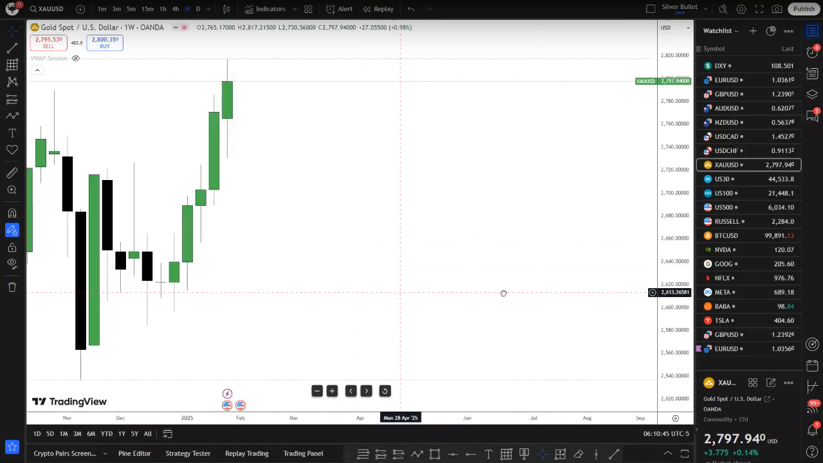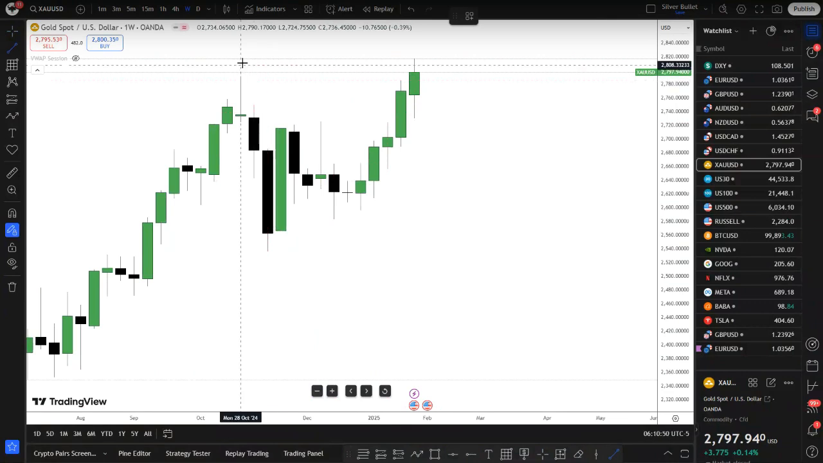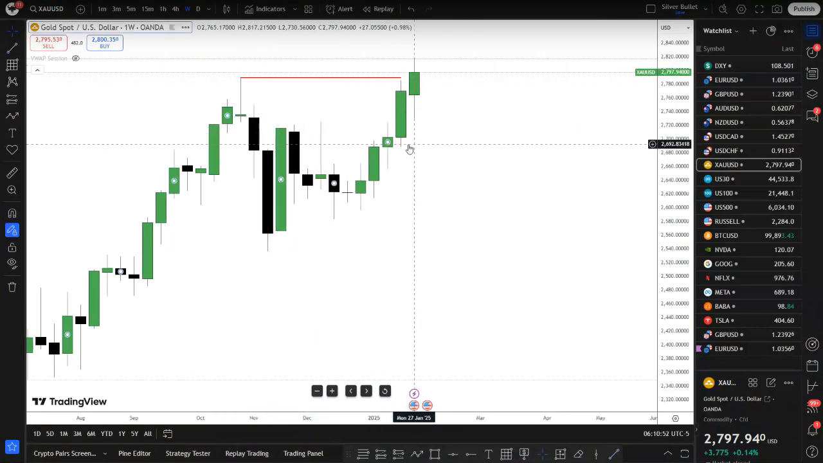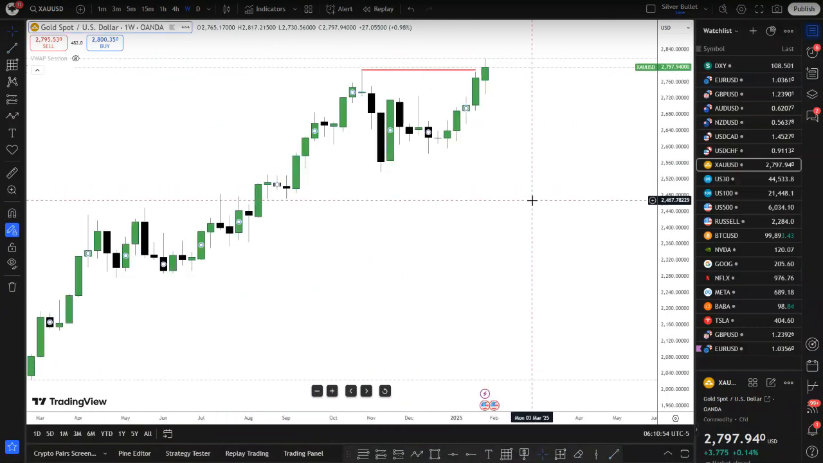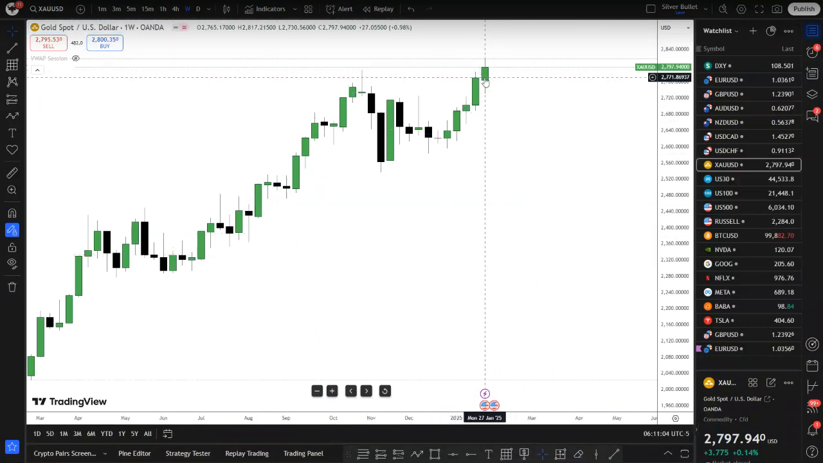We look at last week here. Last week we opened, pushed above the previous week's high and closed above it, and now we are actually at the all-time high on gold, right? I don't like this. The reason I don't like it is that if we are pushing to an all-time high, we don't really have a place to put our targets or stop losses. Last week pushed above the previous week's high and closed above it, indicating a bullish week.